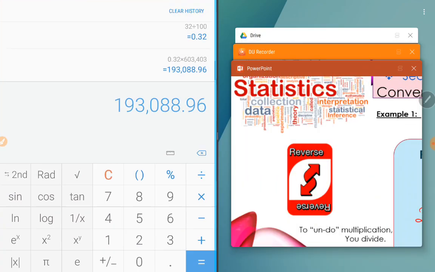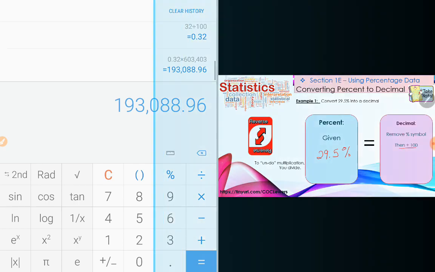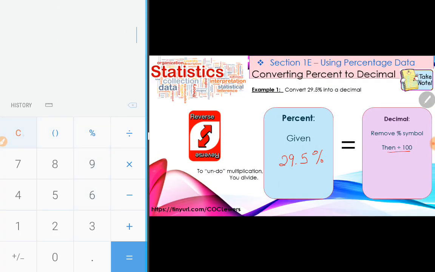So let's look at our calculator. We're going to take that 29.5, remove the percent sign, and divide by 100. And we get 0.295. Maybe you already got that answer in your head by moving the decimal left.